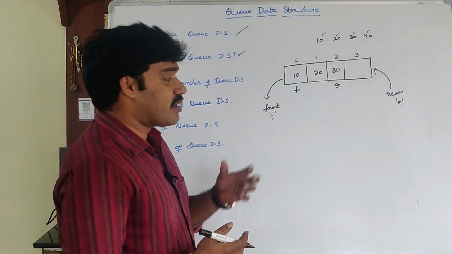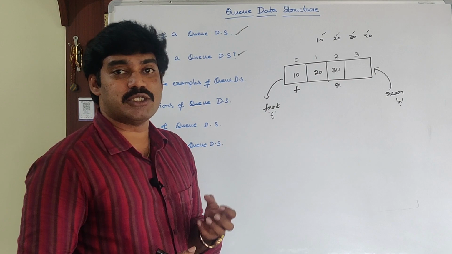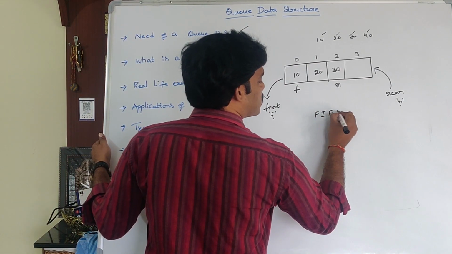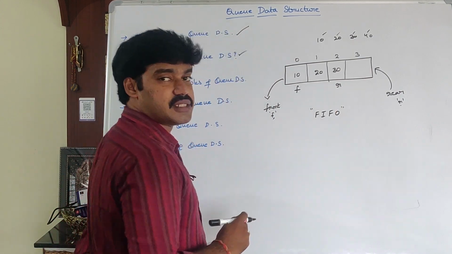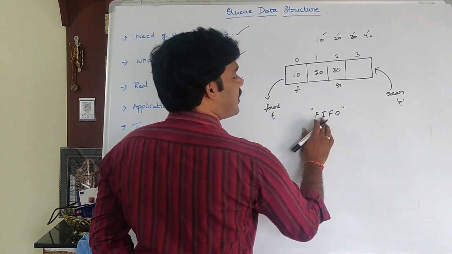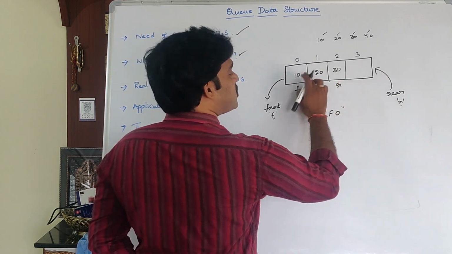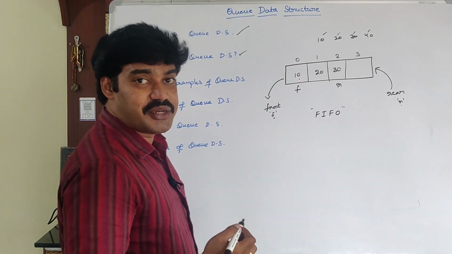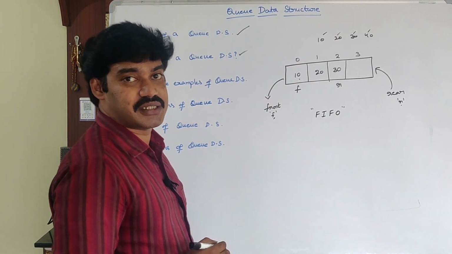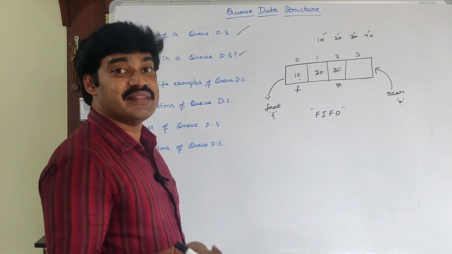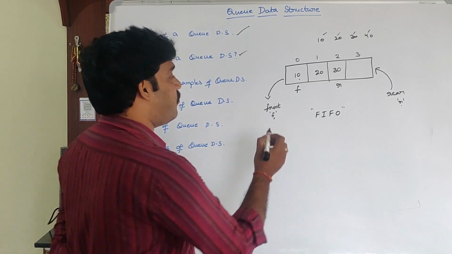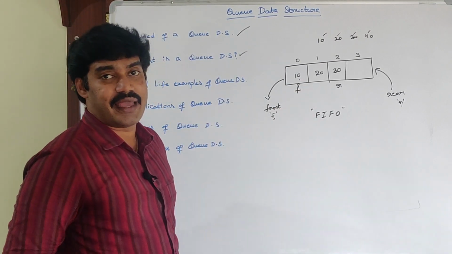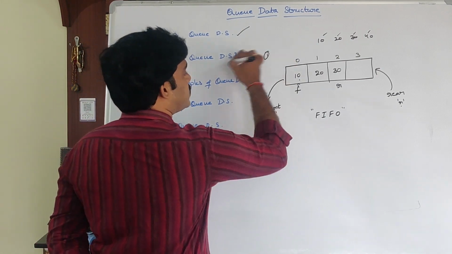Why? Because what is the principle of Q data structure? First in, first out. The principle of Q data structure is first in, first out. That means the first inserted element is to be deleted first. What is the first inserted element among these 3? 10 is the first inserted element, so that element is to be deleted first. In Q data structure, which element is to be deleted? The element which is pointed by the front pointer is to be deleted first. That's why we point F to the starting element. This is one definition of a Q data structure.